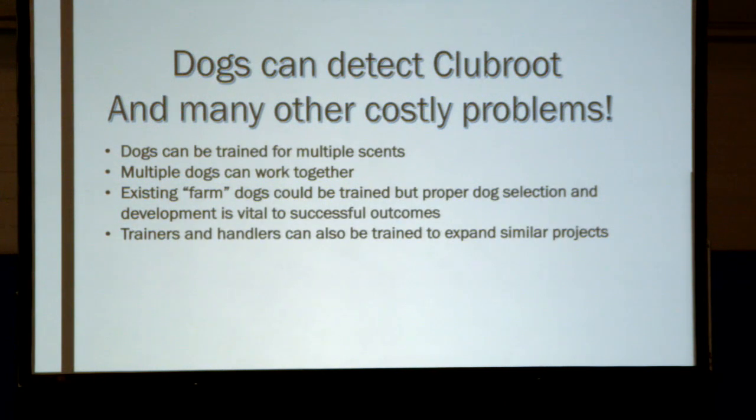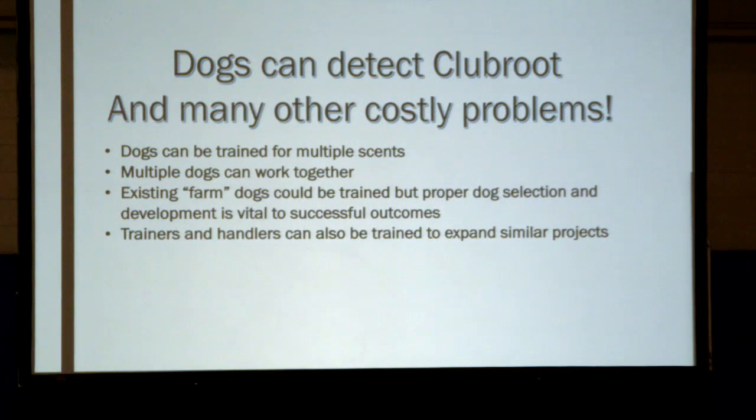So basically, as you can tell by all the videos and all the work that we've done, dogs can detect clubroot and many other potential problems that are out there. The possibility of training multiple dogs is a possibility as well. It's been done successfully in multiple different things where the dogs basically compete with each other in order to try to find what they want to find to get that reward.